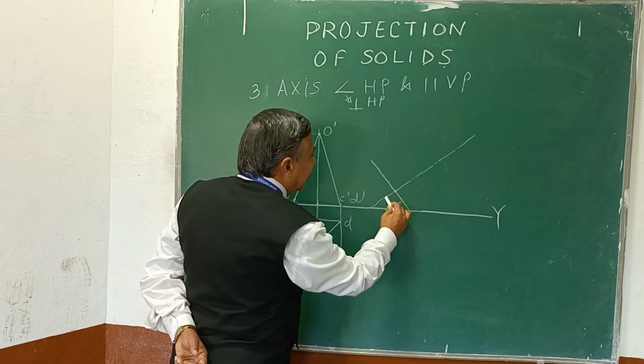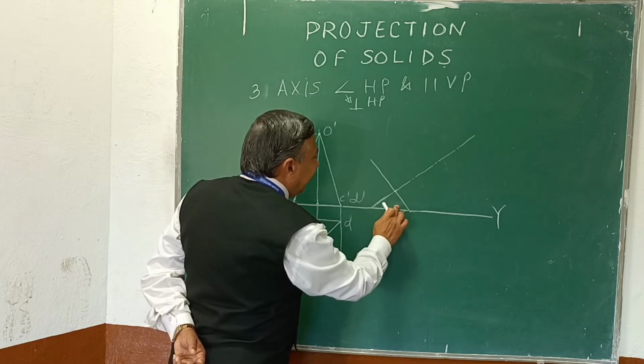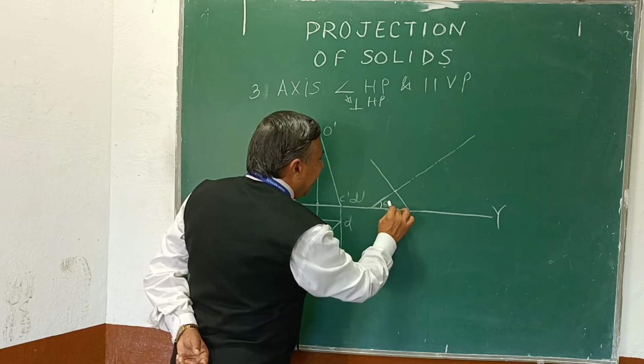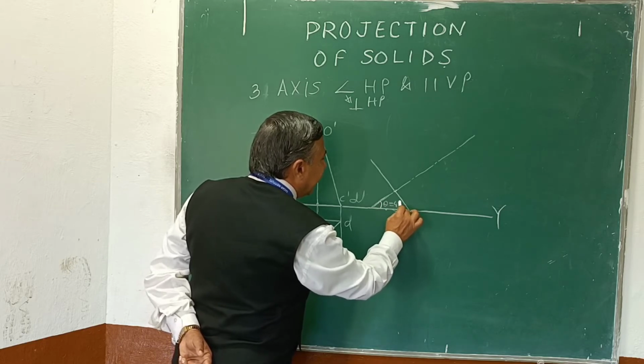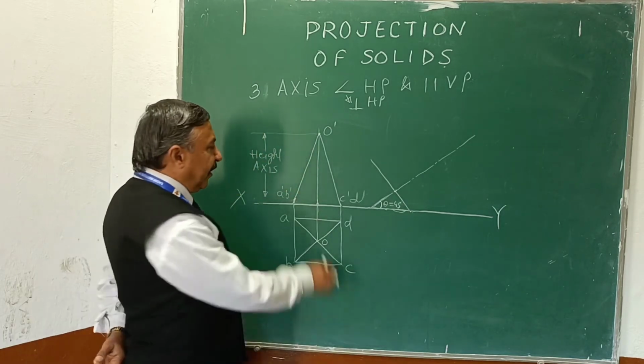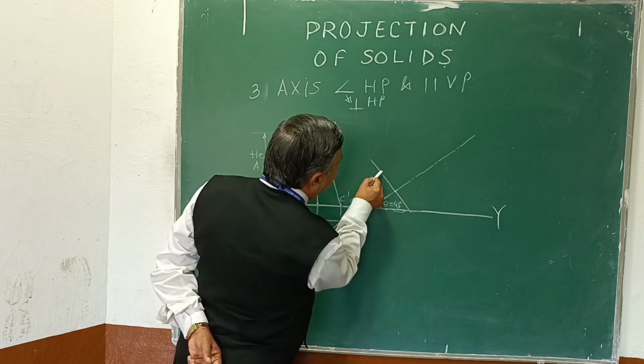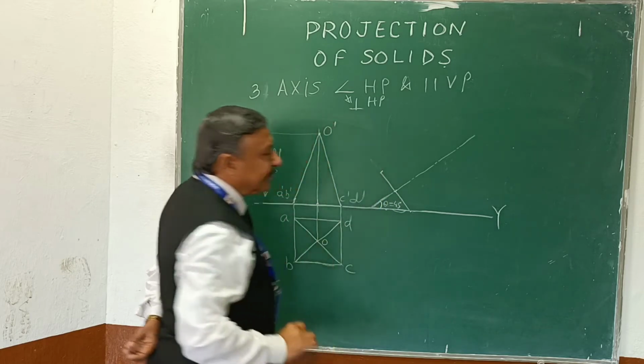This gives us the position of axis. So you have right here, theta is equal to 45 degree. This is the position of axis. Now the same length we mark here. So we get the another point of base.